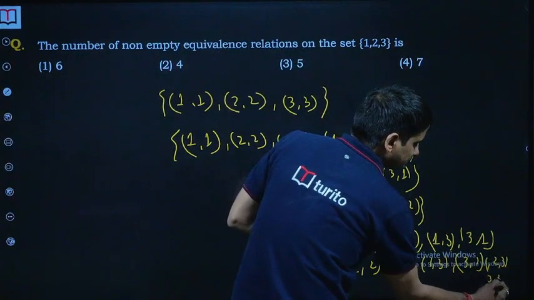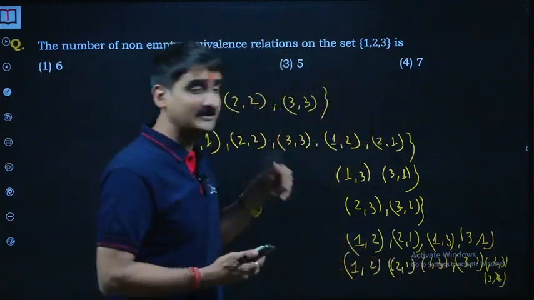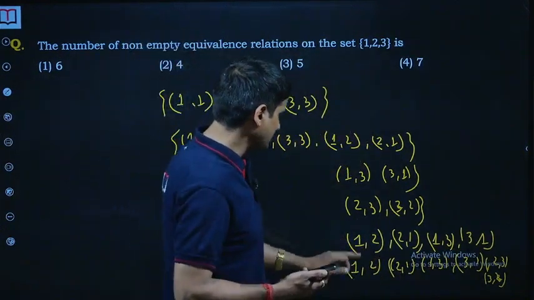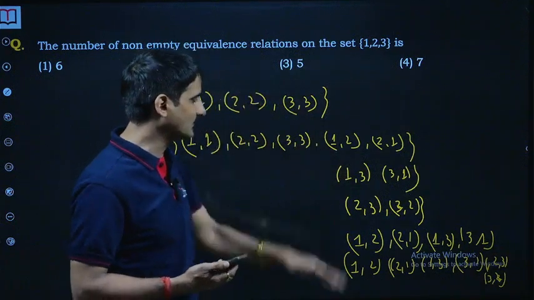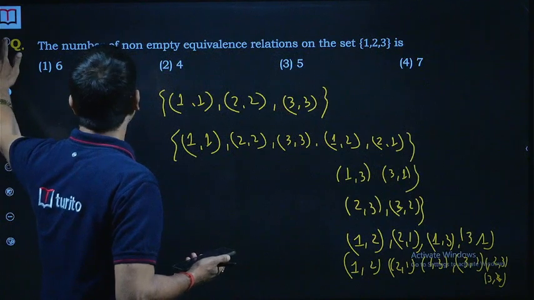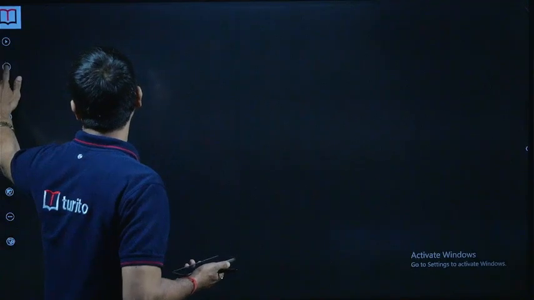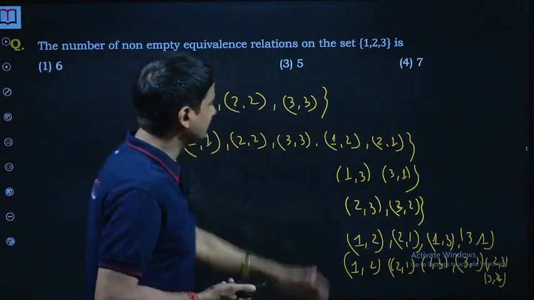That means we have these many: (2,1), (1,3), (3,1), (2,3), (3,2). Acha, if I remove this and add (1,2), (2,3), okay, then in that case we need (1,3). So 1, 2, 3, 4, 5, 6. So according to me there are 6. So is that an option? That's an option. Okay, so 6 equivalence relations can be made here with the help of these 3 elements of the set.